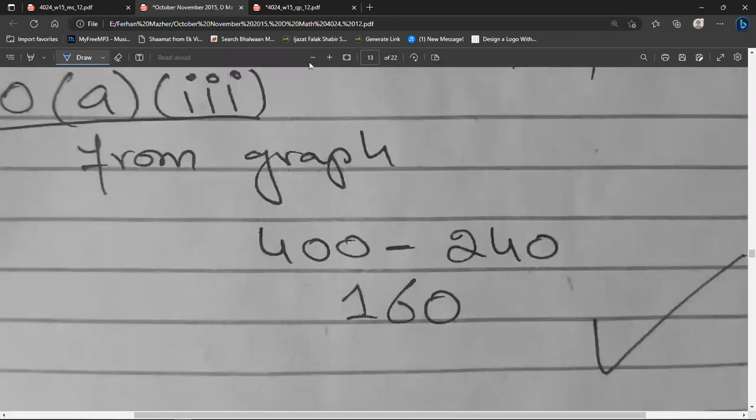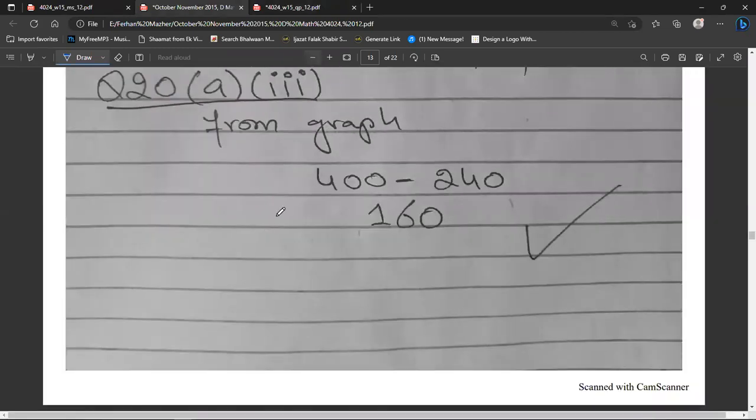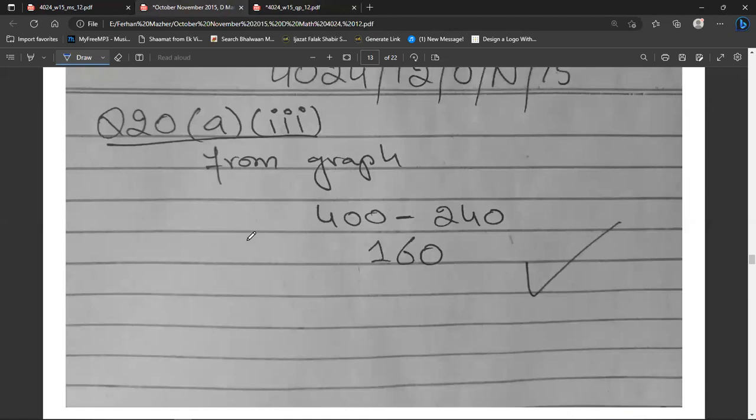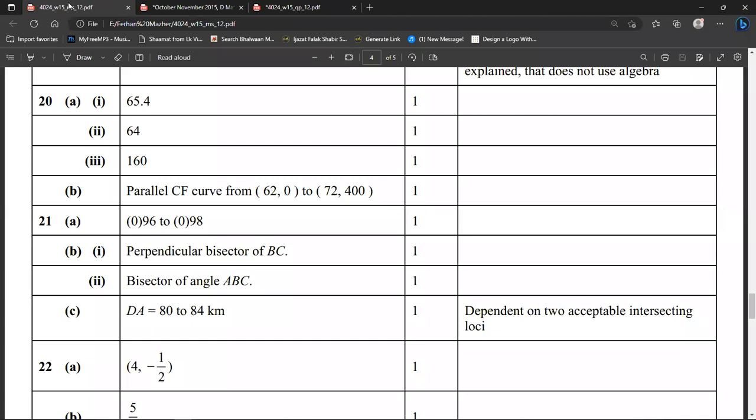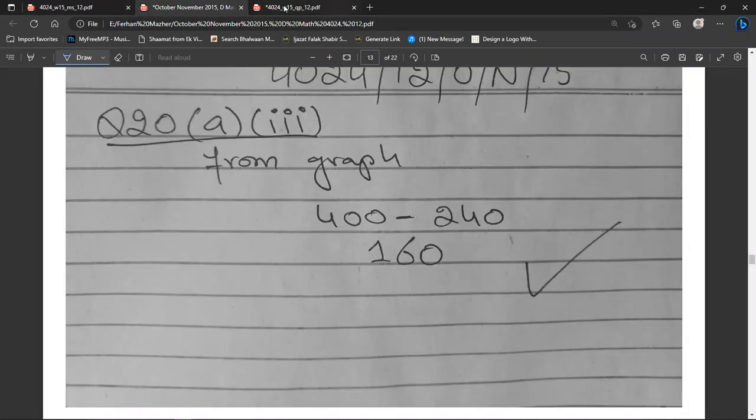So that will be 400. From the graph, I will have 400 minus 240, and that is 160. So there are 160 goats whose mass will be more than... 160 is the answer. 160 is the right answer, sir.